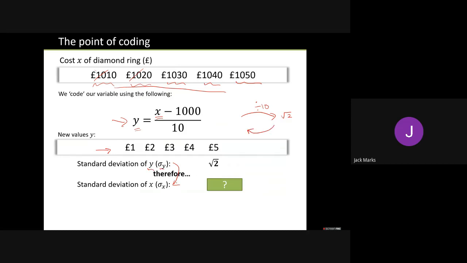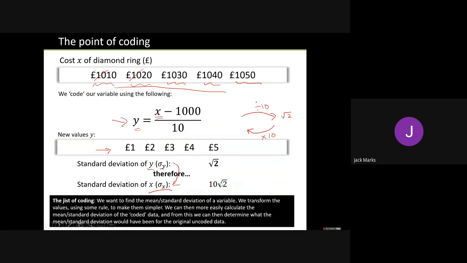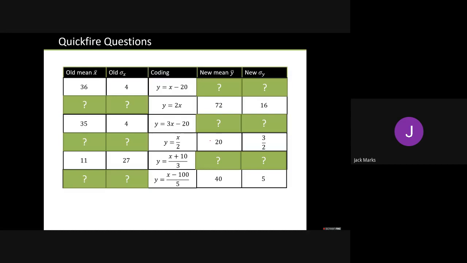So we can actually go backwards. If we multiply by 10, we can quickly say that the standard deviation for the original values must have been 10 root 2. So as well as going forward, we are expected to go backwards. You need to quickly check which part of the coding is relevant for what you're talking about, and just read the questions very carefully.